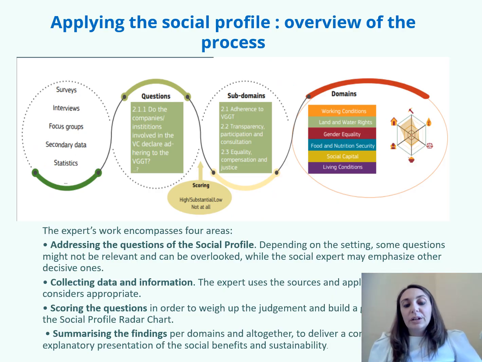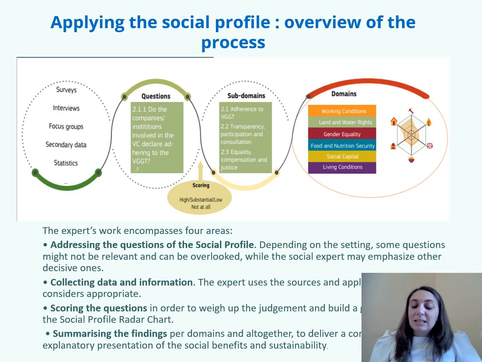The process of work of the social expert can be summarized in 4 main steps. The first is to address the questions of the social profile, try to read them, understand them, and see if they are applicable or not to your case. You have to bear in mind that the social profile with the 63 questions was built to be applied to each value chain in all countries. So it might be possible that some of the questions are not relevant for your case and may be overlooked. And it might also be possible that you may want to address in your social analysis some questions that are not taken into account by the social profile.